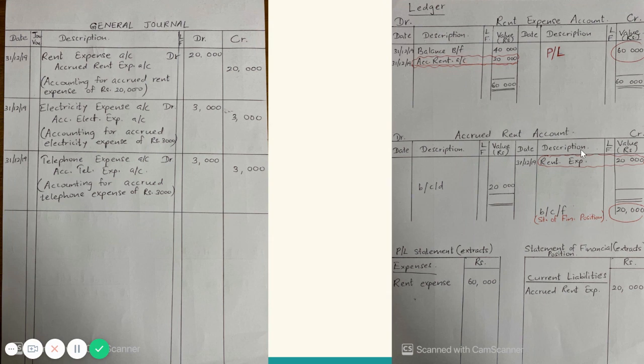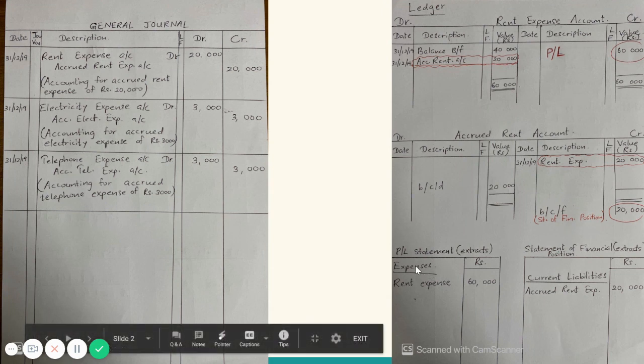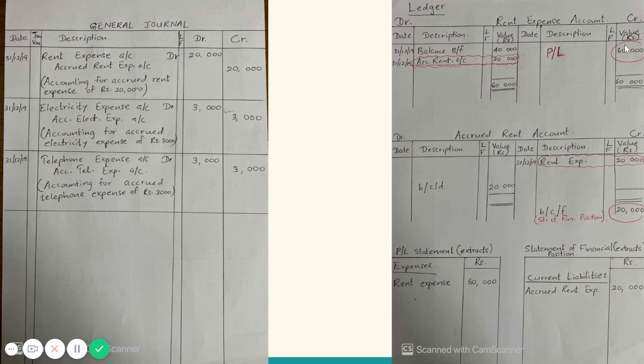So at the end of the period, what we are doing is, when you balance off the rent expense account, you will end up with a 60,000 credit balance, carried down balance in the rent expense account. That should be transferred to profit or loss statement. The whole 60,000 must be transferred to profit or loss statement under the expenses. That is directly under the administrative expenses. Rent expense 60,000 will be debited. The whole amount will be debited, not only the 20,000 which is accrued. The total account balance will be transferred.